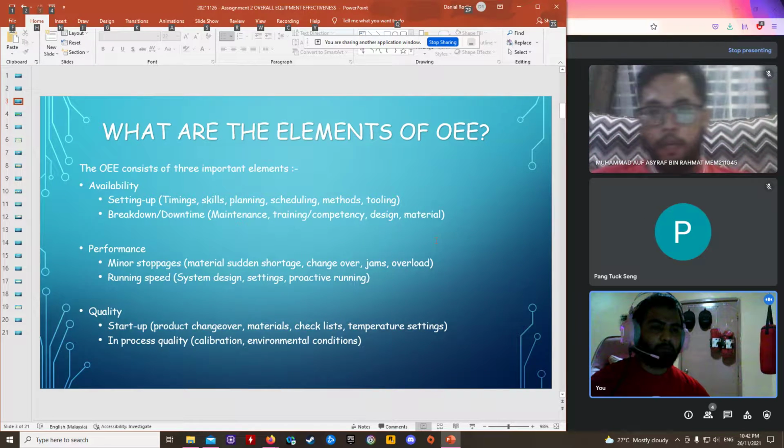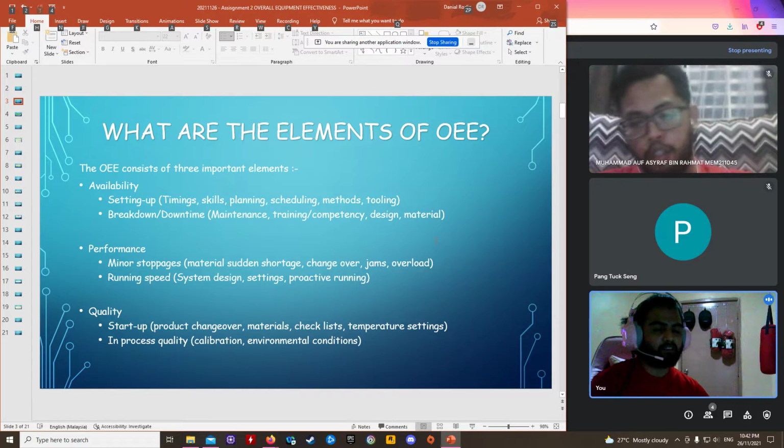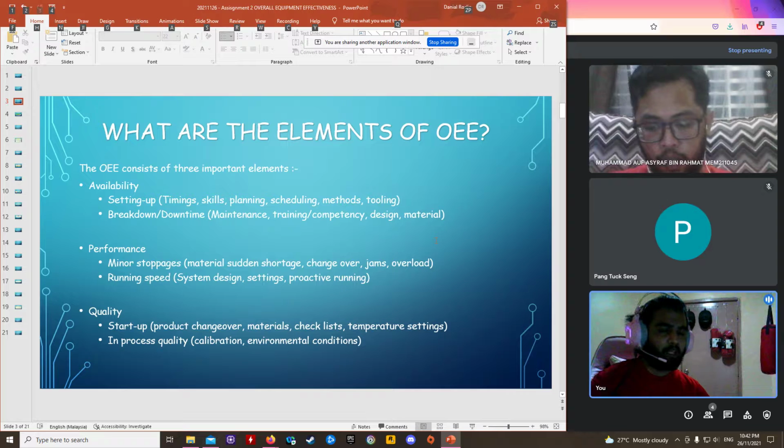We have basically the startup. Sometimes there's a product changeover, we have a system changeover or design. Sometimes we have material changes, and sometimes the maintenance team has to go through a checklist. And the other thing is the in-process quality. Every time we manufacture, when the product comes, we need to calibrate the product, or we need to check the product whether there's a defect, or whether it's a reject, or maybe there's some modification that needs to be done.